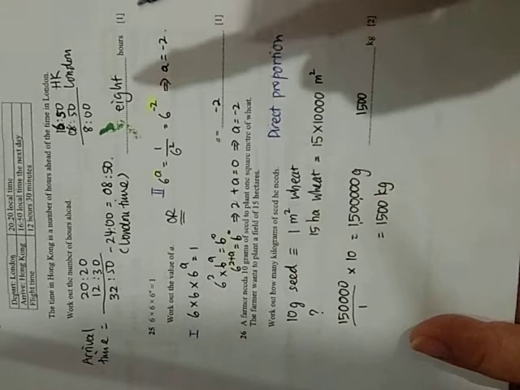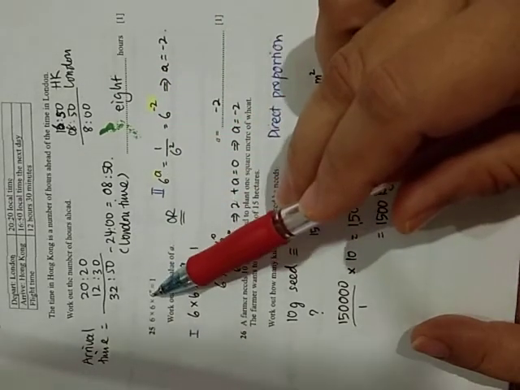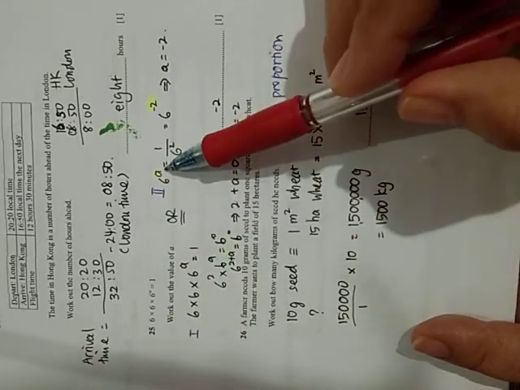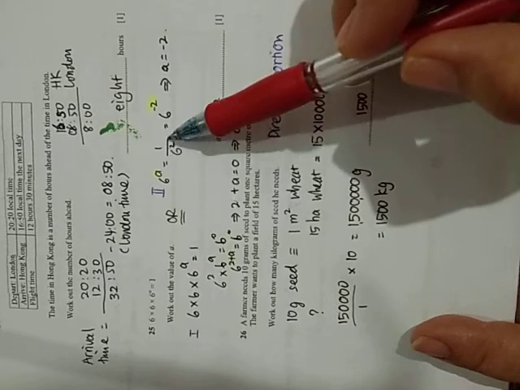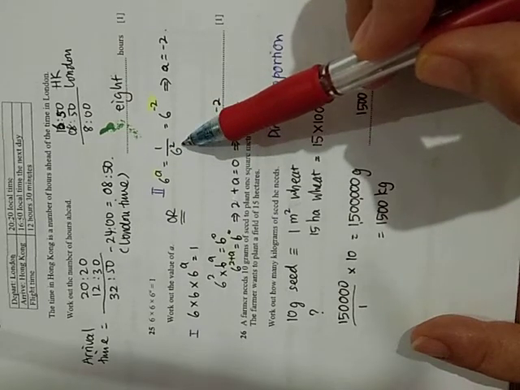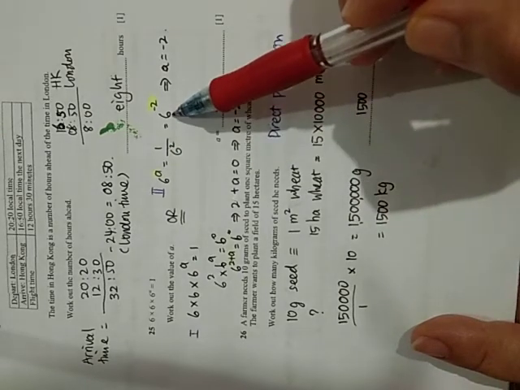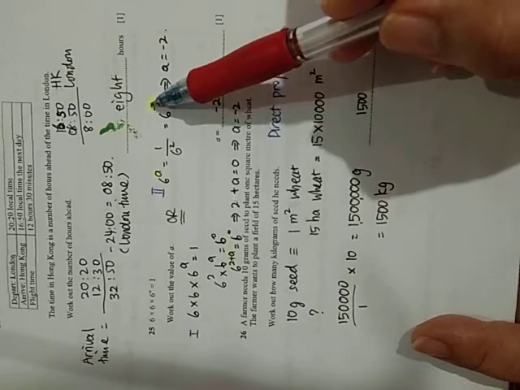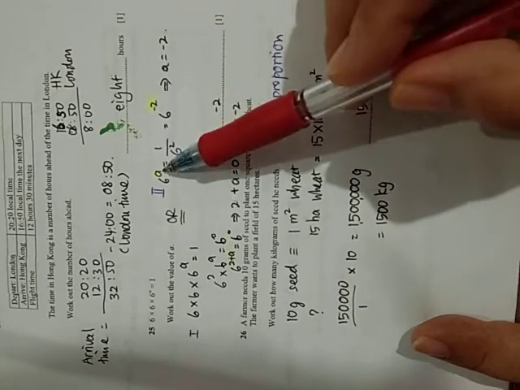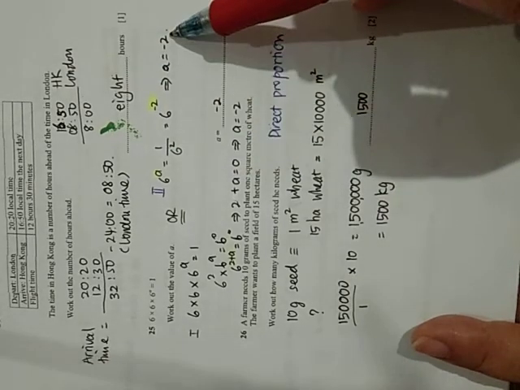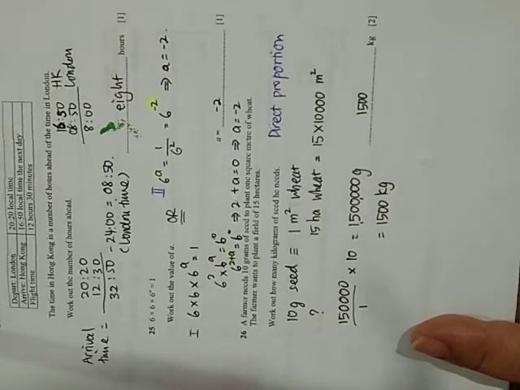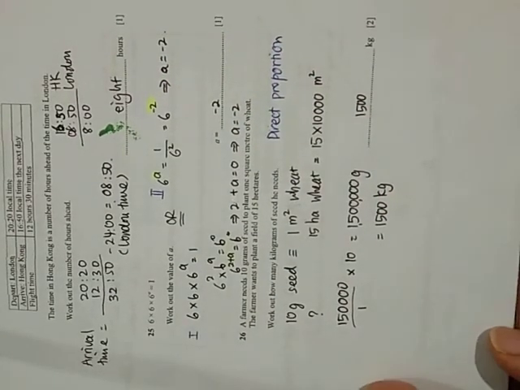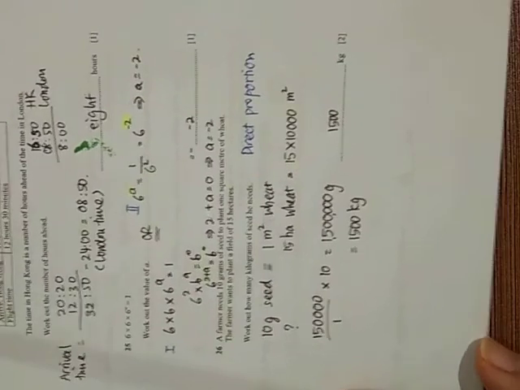Or you can see it like this: 6 to the power of a is equal to 1 over 6 squared. 1 over 6 squared is the same as 6 to the power of negative 2. And hence, a equals negative 2. This is more straightforward. Whichever way you are comfortable with, just stick to that.